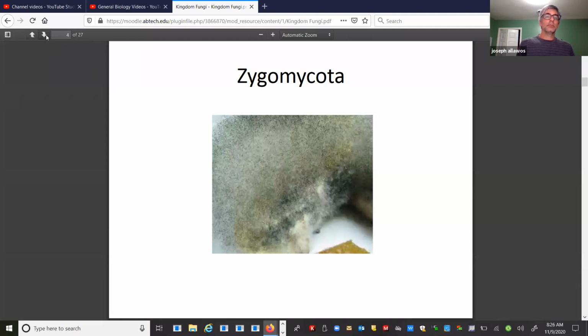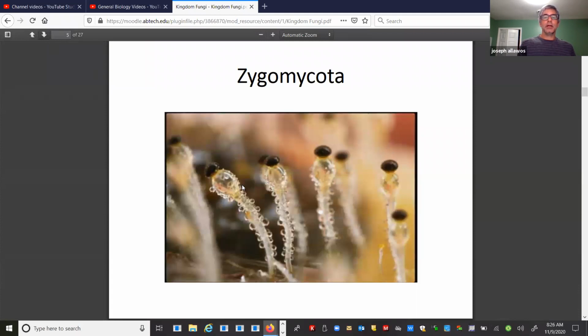Black bread mold. Another member of the Zygomycota, the molds and mildews, is this one called shotgun fungus, which is very cool. And if you want to learn a little more about the shotgun fungus, you can watch the longer YouTube video on the Zygomycota that's on YouTube. Some of you may have already watched it. But suffice it to say, this thing launches these, they call it shotgun fungus because it launches these sporangia, these sacs full of spores, through the air.